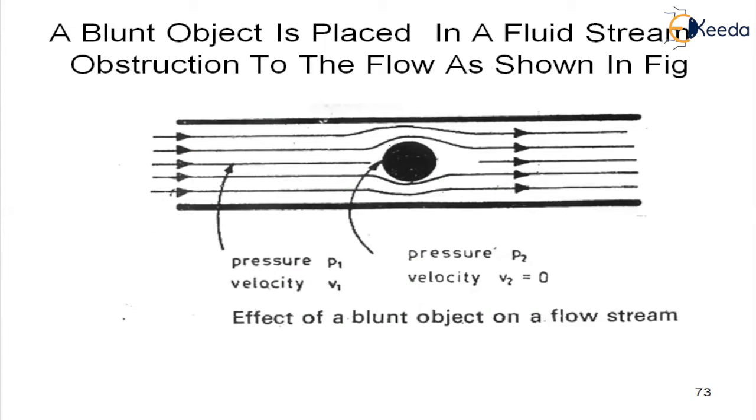Here I have taken a blunt object, and it is placed in a fluid stream. This blunt object is placed opposite to the liquid flow. Let the pressure acting in this area be P1 and the velocity V1, and the pressure acting after this be P2 and V2. This is the effect of the blunt object on the flow of the liquid stream.